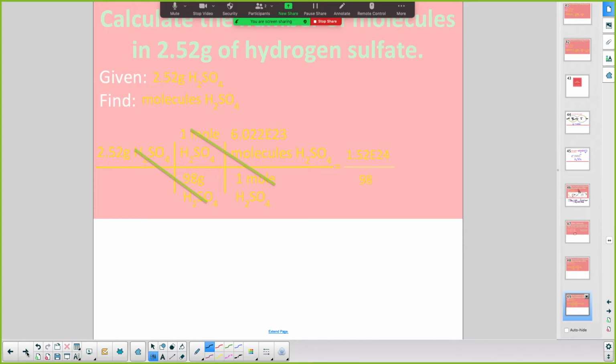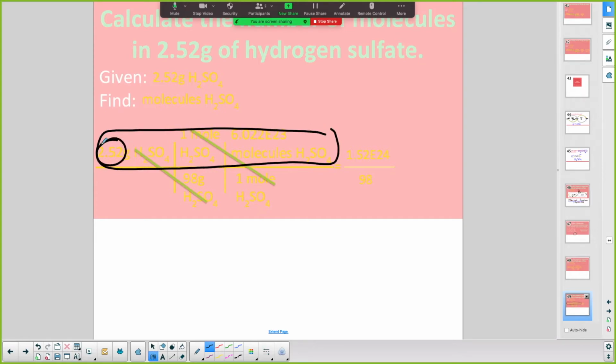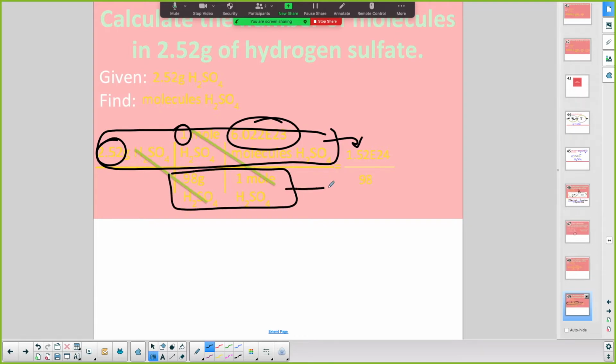All right? So multiply straight across the top. You're multiplying your 2.52 by 1 by 6.022. That gives you your top number. And then the bottom, 98 times 1 gives you your bottom number. Now, what do I do with these two numbers? Divide.